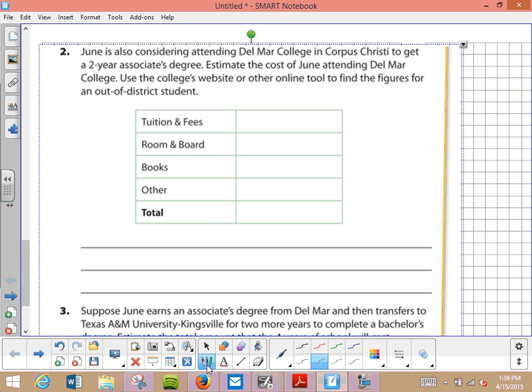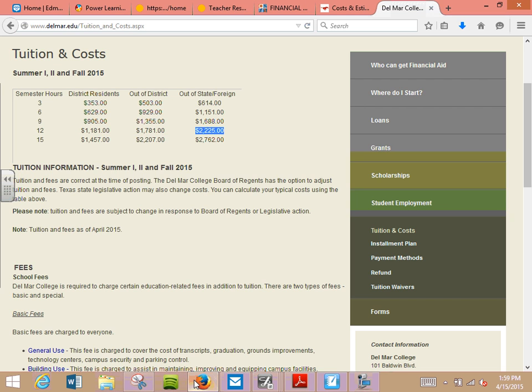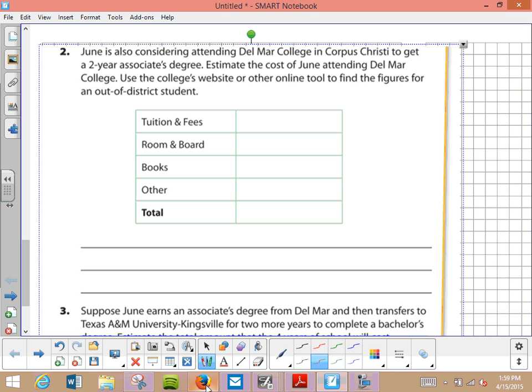Okay, so it's 1181 for one semester, right? So 1181 for one semester in tuition and fees. I don't see any room and board in that one, and I don't see any books or other. But if we were to do that, then what would we do to figure out how much it's going to cost you for 2 years? Multiply by four, because this is only one semester, right? So that will give me the tuition and fees. 4, 32, carry 3, 7, and 4. So 4,724. That will be that.